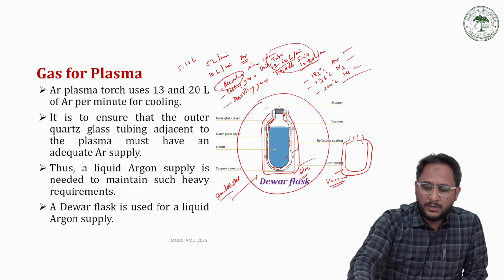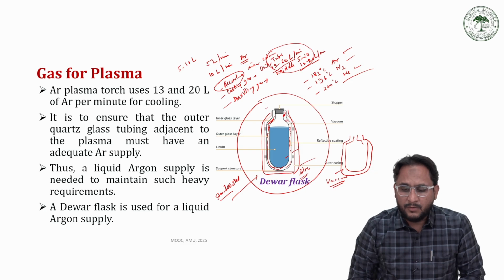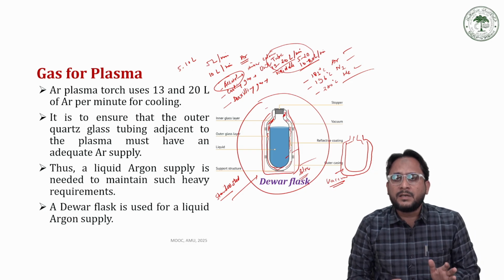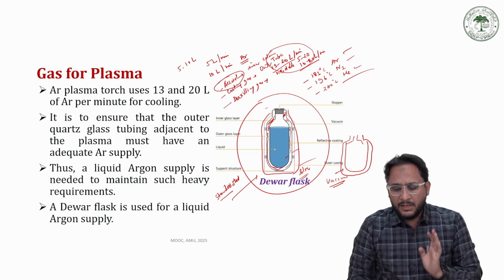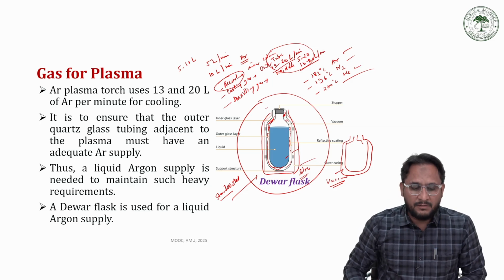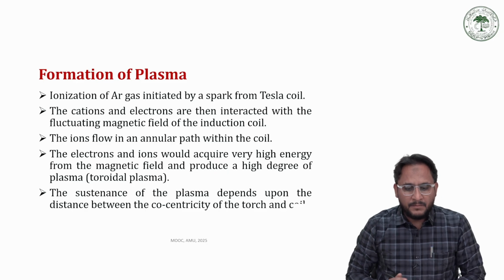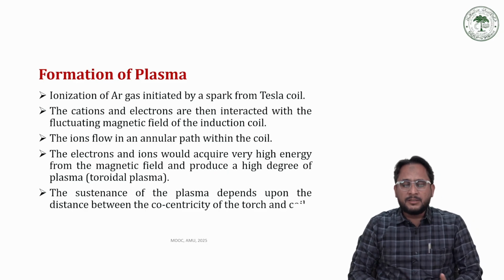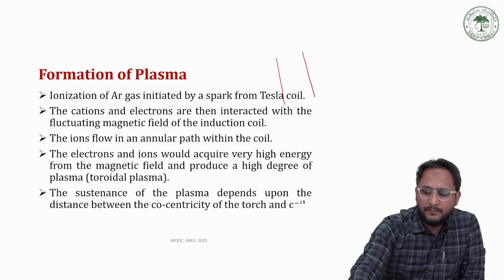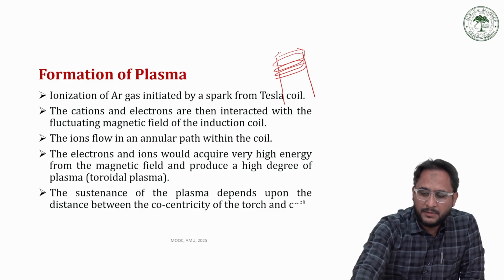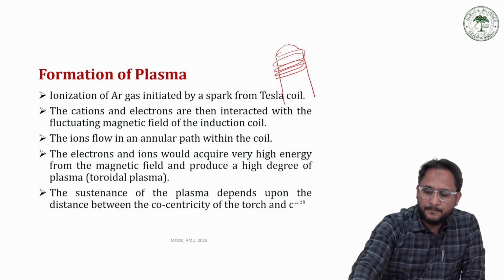If we calculate the total argon gas demand, it is around 40 to 50 liters per minute, which can be maintained with the help of this assembly or Dewar flask. Now the formation of plasma, as I just mentioned: our quartz torch has these copper coils supported with circulating water to protect them from damage, and in this we have three concentric tubes.